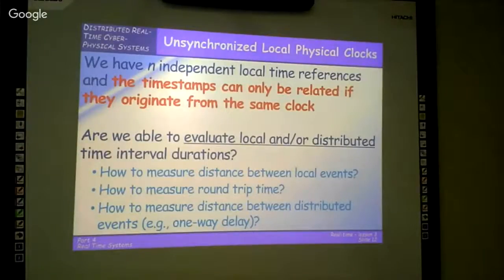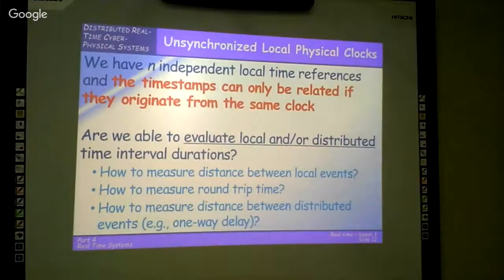If we have unsynchronized local physical clocks, then you can see that a timestamp is the value of a clock which is attached to some event or message or something. A timestamp can only be related to another if they originate from the same clock.